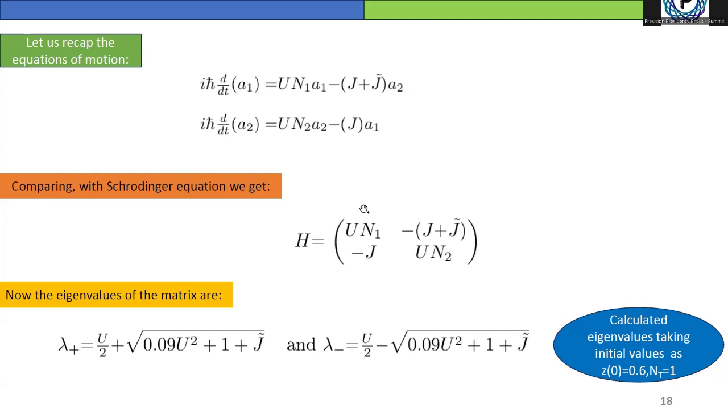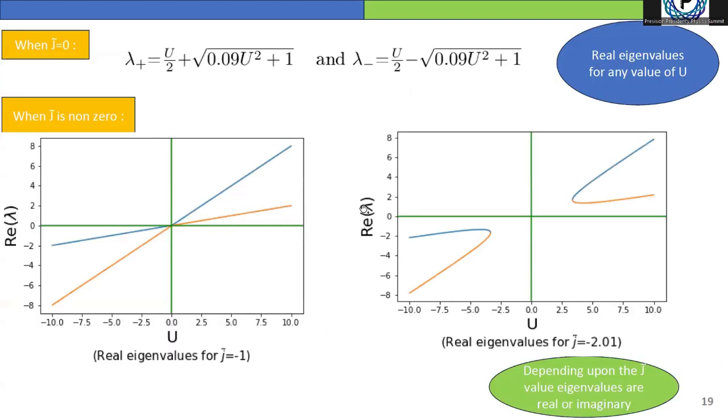Now our main task is to find where we are getting lambda real and where we are getting lambda complex, in terms of J tilde. Here we are plotting the real eigenvalues with respect to U, by varying U, for J tilde equal to -1. You can see there is a continuous curve. One is lambda plus, one is lambda minus. You can see this is a continuous curve. It means that we are always getting real eigenvalues.